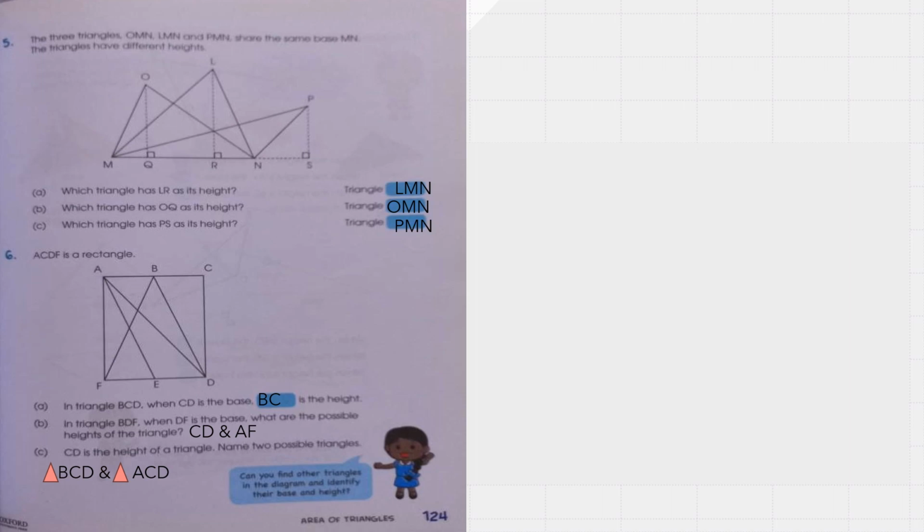CD is the height of the triangle. Name the two possible triangles. If CD is the height, then ACD can be a triangle, and also BCD can be a triangle, because in both these triangles the base is different: BCD and ACD. So the base can be different, but the height is the same for both of these triangles. So these are the possible triangles for this particular height.